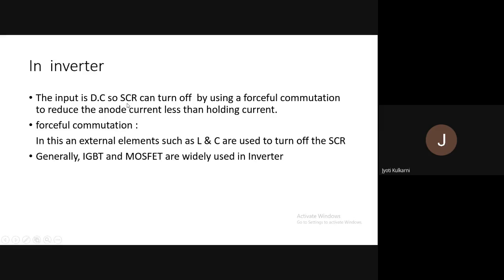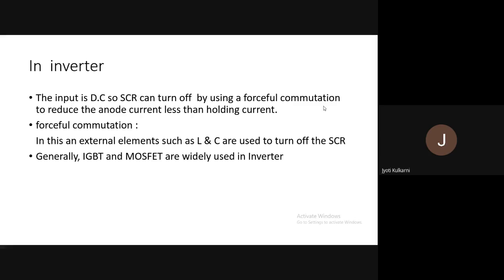But that doesn't happen with SCR. In SCR, I can turn on with the help of the gate terminal, but I cannot turn it off with the gate terminal, because SCR does not have any control from the gate once it is completely in the conduction state. That is called the latching condition. So for the turn off process, you have to use a commutation circuit. There are various types of commutation: one is natural commutation, another is forced commutation. If you do not know, I'll explain briefly.